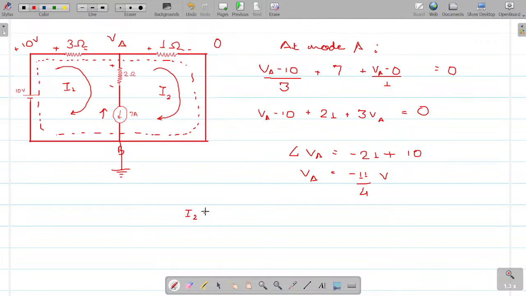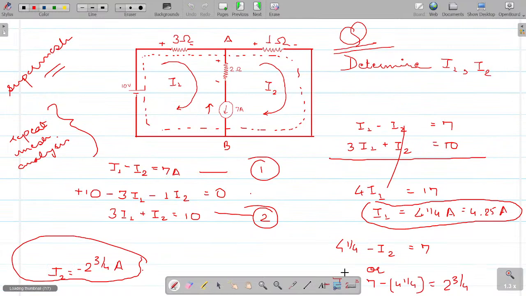I2 is equal to VA minus 0 divided by 1, right? So I2 is equal to VA. And what was VA? VA is minus 11 by 4. Can I write minus 11 by 4 to be minus 3 by 4 amperes? Just see the previous slide. What did I calculate I2 to be? Minus 3 by 4 amperes.